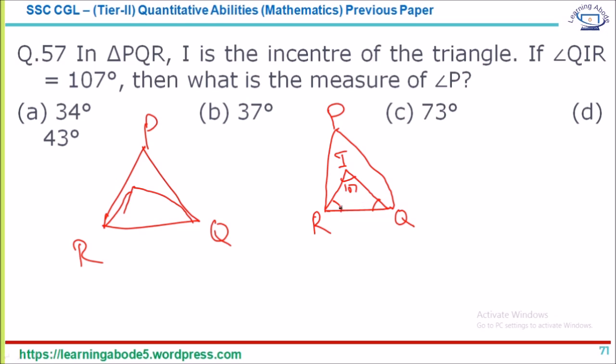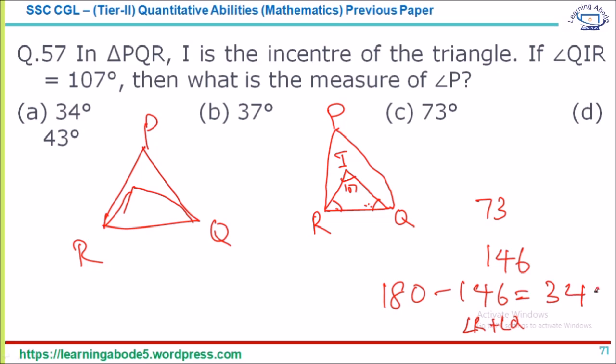So what is the other two? The sum of half of R and Q is 73. Now twice of that is the complete R plus Q, that's 146. Now the total is 180 minus that 146, which is angle R plus angle Q. Half of angle R and half of angle Q is 73, so that is equal to 34. The answer for this question is 34.